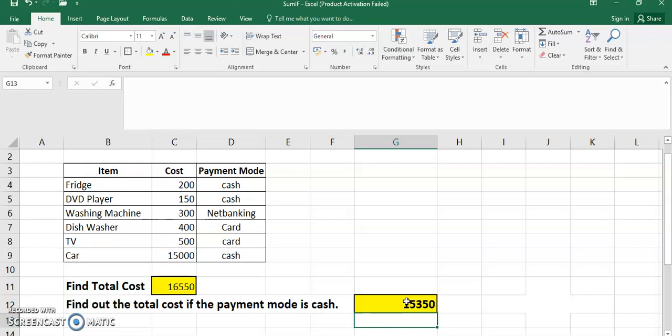I will be adding more videos on SUMIF, and later on we will understand another concept known as SUMIFS and how SUMIFS is different from SUMIF and SUM.